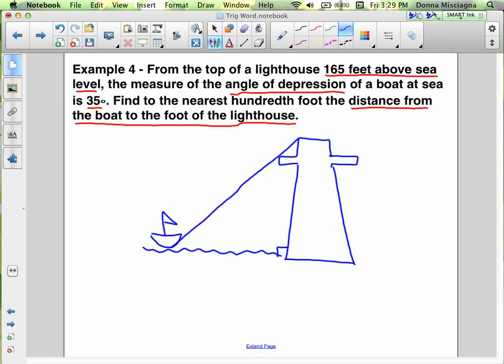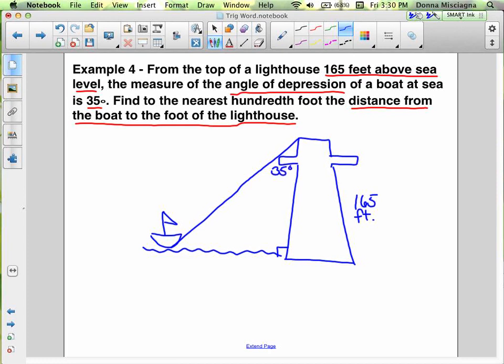So let's see if we can put some measurements in here. Let's look at that first one, 165 feet above sea level. It says from the top of the lighthouse, 165 feet above sea level. That's got to be our lighthouse, it's our lighthouse that's 165 feet. The measure of the angle of depression: angle of depression looks down, so it's not going to go from the boat to the lighthouse because that'd be looking up. It's going to go from the lighthouse to the boat. So this is where our 35-degree angle should be.